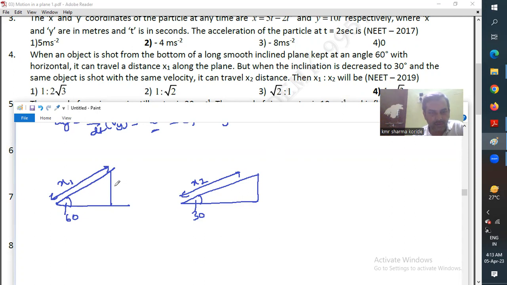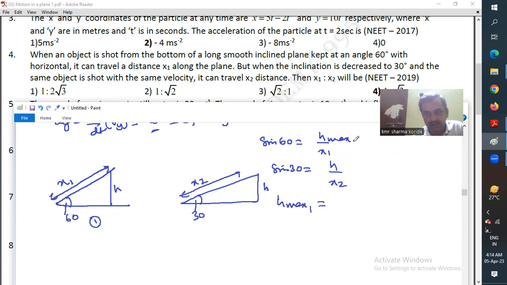First, try to get the height in terms of x1, and the height in terms of x2. Making use of sin theta directly, in the first case, sin 60 is equal to h by x1. So this is the maximum height. Similarly, sin 30 is equal to h by x2. So therefore, h max in the first case is x1 sin 60. Similarly, in the second case, h max is x2 sin 30.